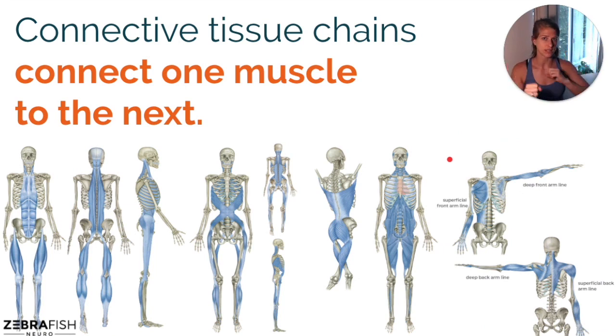All right, so basically, let me just recap again. Fascial chains connect one muscle to the next muscle and then all the way through the body, right? They're patterns that go all the way down and up.